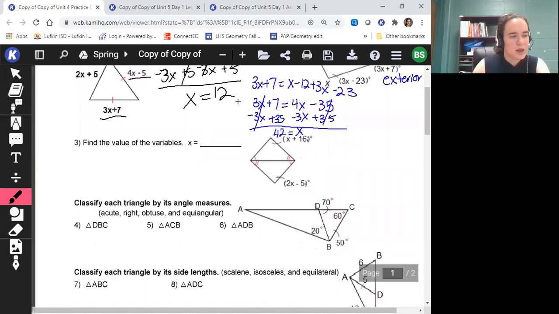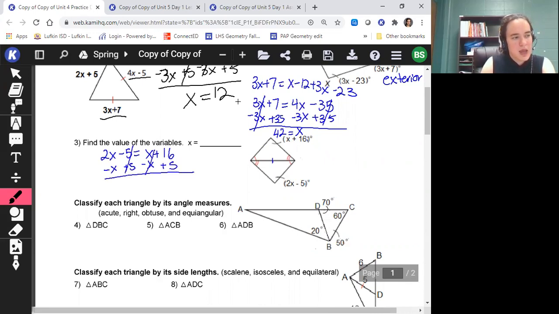Our next one, we have two triangles, and we know they're congruent. That these angles are congruent because of the third angles theorem, also because of angle side angle, because we know this side is congruent to itself. So we can set those two angles equal to each other. 2x minus 5 equals x plus 16. Solve for x. Subtract x from both sides, add 5 to both sides. And that gets us x equals 21.